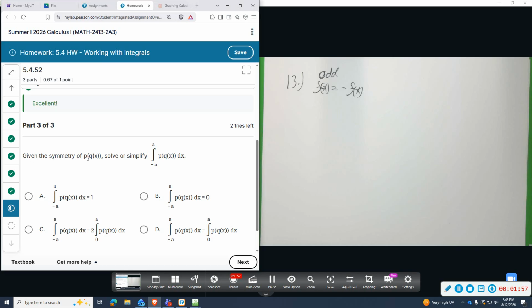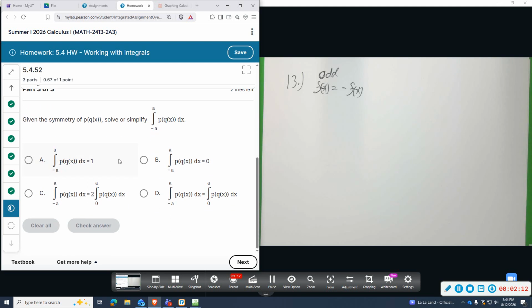All right, given the symmetry of P of Q of x, solve this. So since this is odd and we're going from negative to positive of some value, this would be equal to 0. So just the property. The integral will be equal to 0 because it's odd.